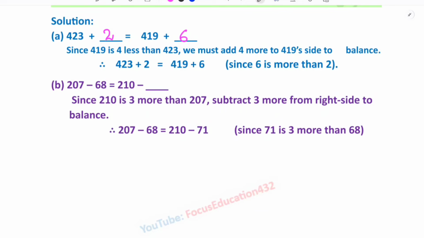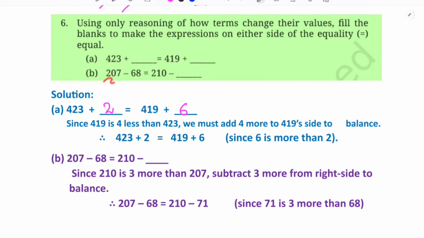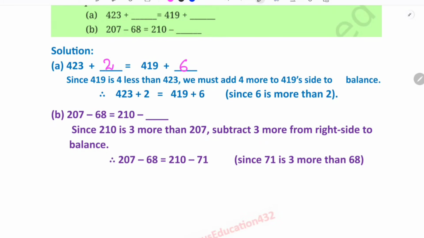Now the B bit: 207 minus 68 is equal to 210 minus what? Here 3 more, 207 plus 3 is 210. So from that you get some idea. Since 207 plus 3 becomes 210, the left side 207 minus 68 is equal to 210 minus something. Here 68 is there, a bigger number. So this difference of 3, we are adding to this 68. So 68 plus 3 becomes 71. So 210 minus 71 is equal to 207 minus 68.